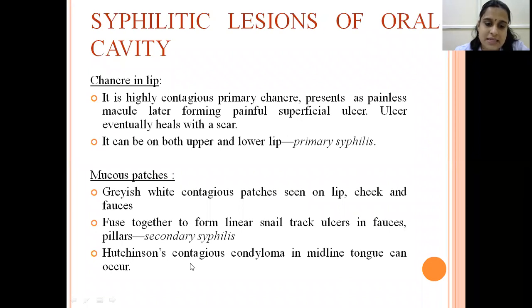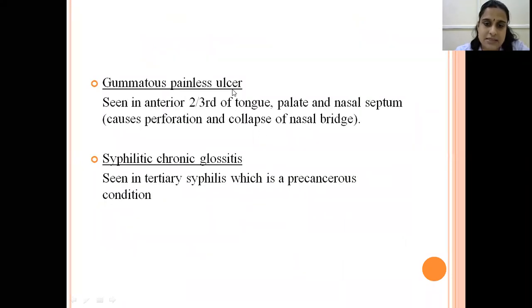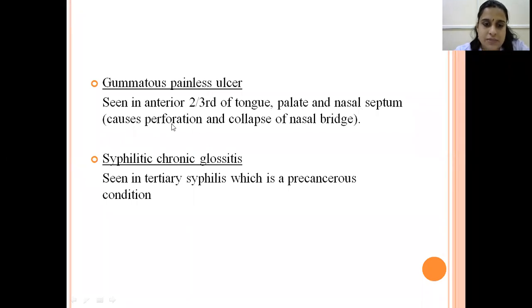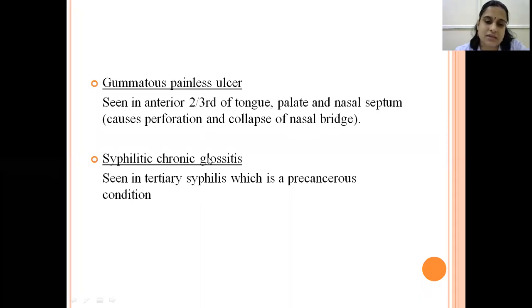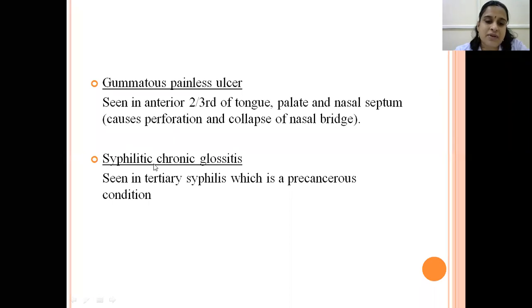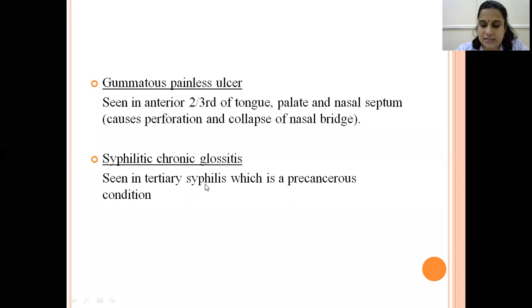Now, Hutchinson's contagious condyloma in the midline of the tongue can also occur. The other presentation is gummatous painless ulcers. These are painless ulcers seen on the anterior two-thirds of the tongue, the hard palate and the nasal septum. They cause perforation and collapse of the nasal bridge. This is quite known to you, already covered in your previous subjects. Syphilitic chronic glossitis is seen in tertiary syphilis, which is a precancerous condition.